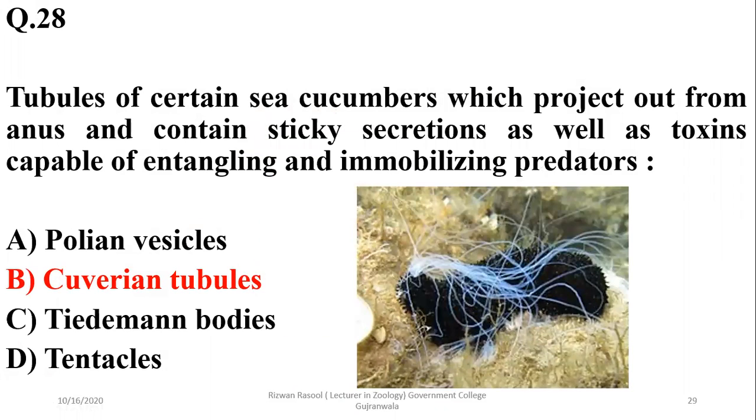Question number 28. Tubules of certain sea cucumbers project out from the anus and contain sticky secretions, as well as toxins capable of entangling and immobilizing predators. They are known as Cuvierian tubules, and they are used to entangle the prey by releasing toxic substances. As you can see over here, these are Cuvierian tubules which are released from the anus of sea cucumbers.